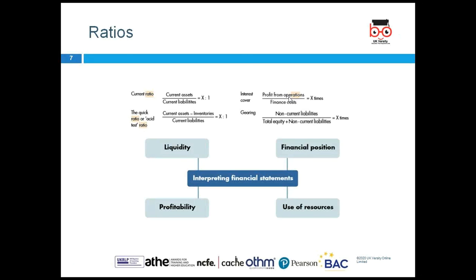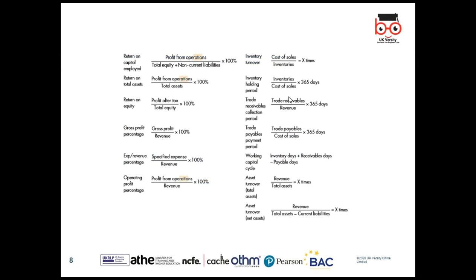What about the profitability and use of resources? Under profitability, we're looking at the profit from operation divided by my investment. My investment can be total equity plus non-current liability. Non-current liability means long term. Normally we borrow money, a long-term liability like a bank loan, for buying fixed assets. Fixed assets means building, plant, machinery in accounts.